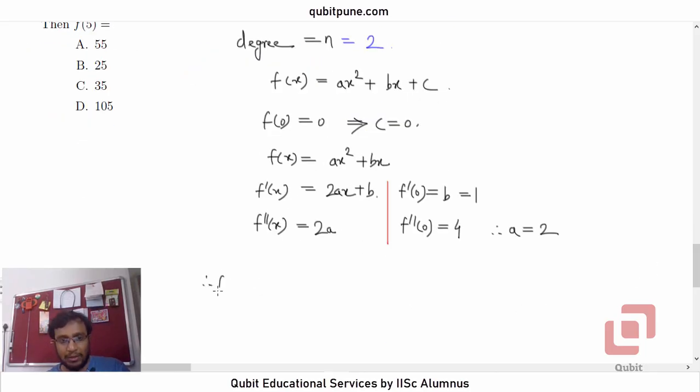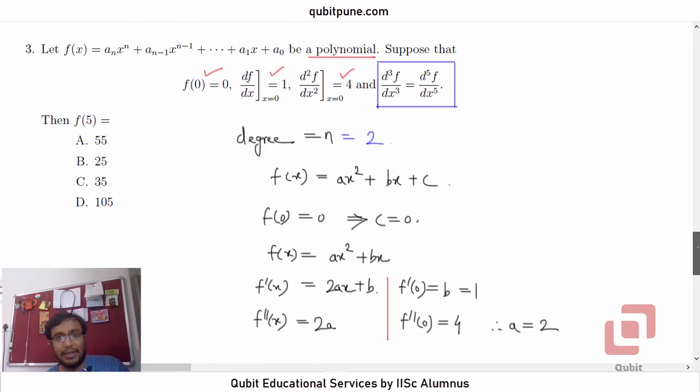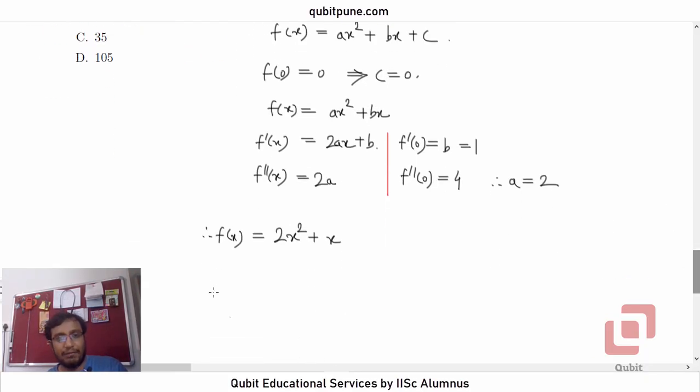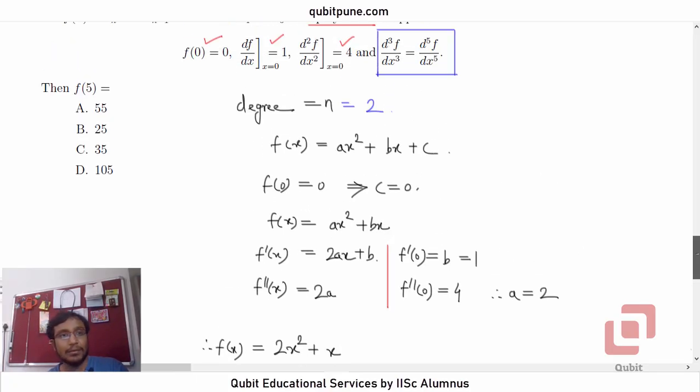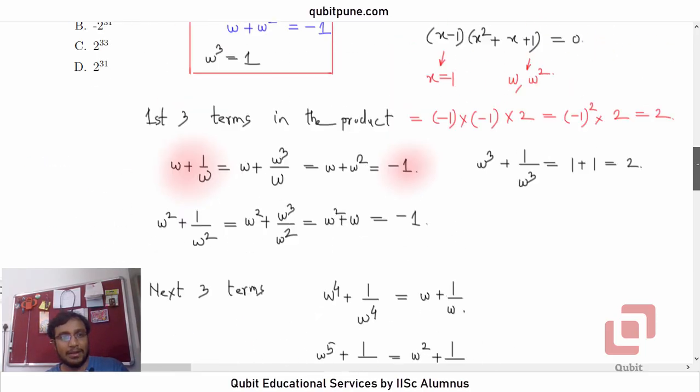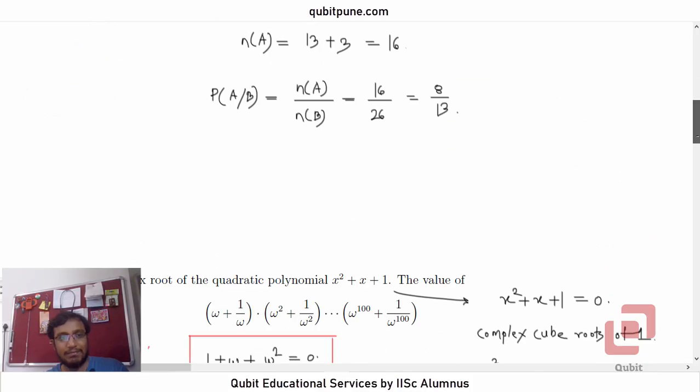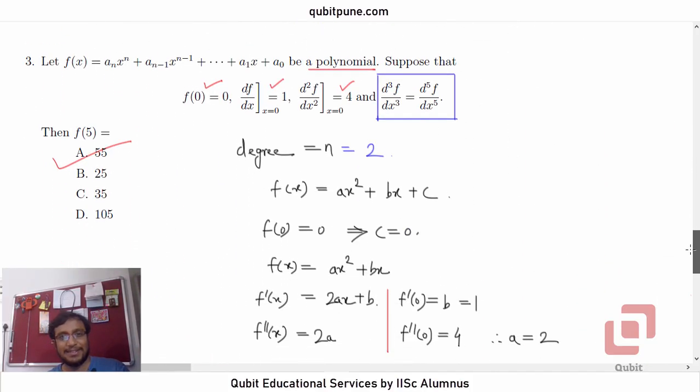So now we have all three coefficients, right? A is 2, so 2x squared, b is 1, so x, and c is anyway 0, so no need to write it. And finally we need to find its value at 5, therefore f of 5 is equal to 2 into 5 squared, 25, plus 5, which is 55. That is option A. So first three questions so far, 1, 2 and 3, all of them are option A. Okay.